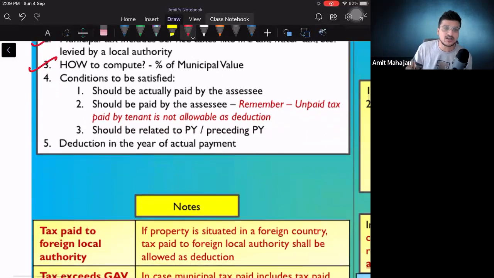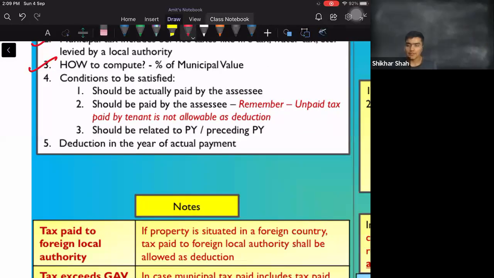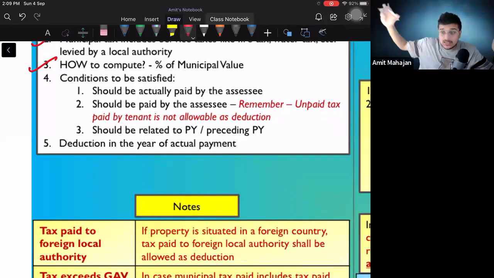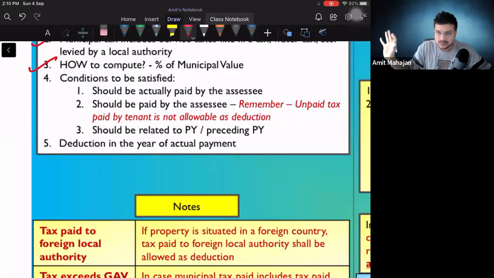Third point, it should be related to previous year or preceding previous year. For example, in the current year, I am paying municipal taxes for 5 past years. Will I get the deduction of all the 5 in the current year? Can you tell me? Yes, sir. I will get a deduction because in the past 5 years, I have not got the deduction, right? The Income Tax Act says you will not get a deduction if you have not paid. So whenever I'm paying it, I can get the deduction of all the previous years.